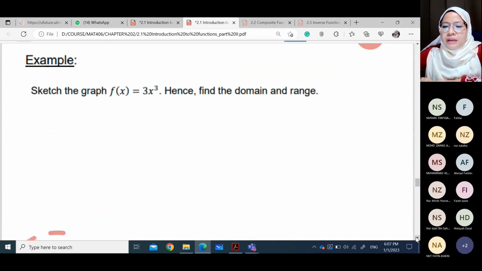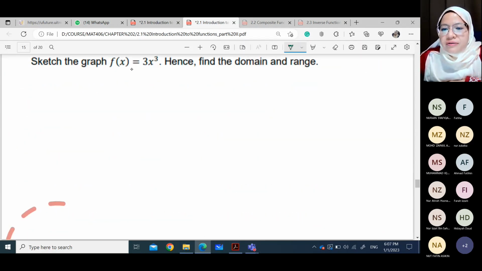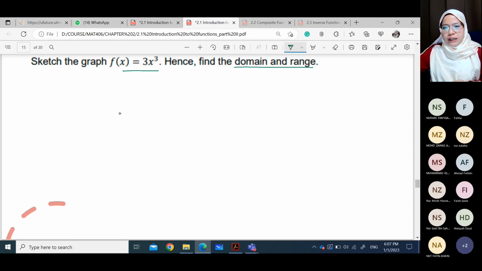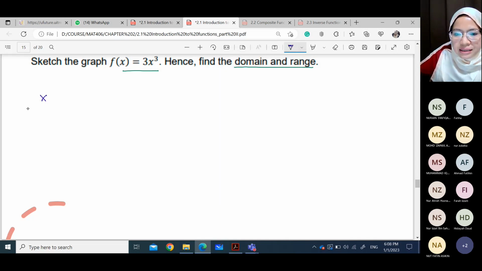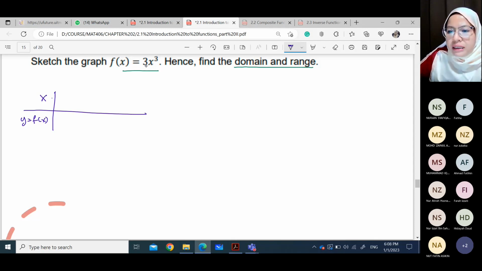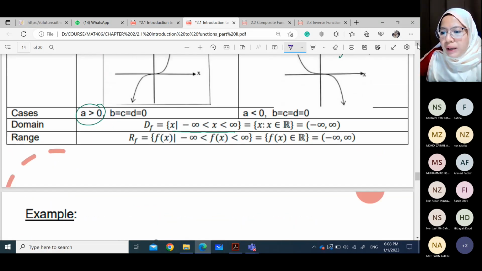So kita tengok example. Okay, so ni sketch graph 3x cubed. Okay, so hence find the domain and range. So kita boleh buat sama-sama. Sama juga macam tadi lah. So kita buat table x and y. So x is a domain. So untuk y dekat sini, y is f of x. Okay, so f of x here is 3x cubed. Okay, so based on the notation above, yang atas tu dia kata untuk domain, it can be any real number. Okay, so kita boleh ambil apa saja nilai.